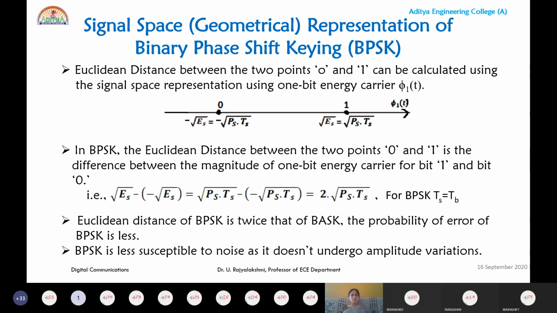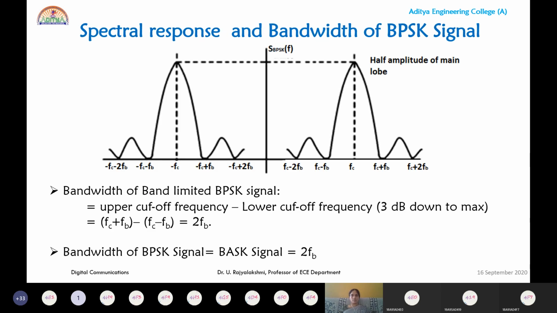The next point is that BPSK is less susceptible to noise, because the signal doesn't undergo any amplitude variations. The amplitude of the PSK signal is constant, and not only the amplitude, the frequency is also constant. Up to this we studied in the last class. We even calculated the bandwidth.